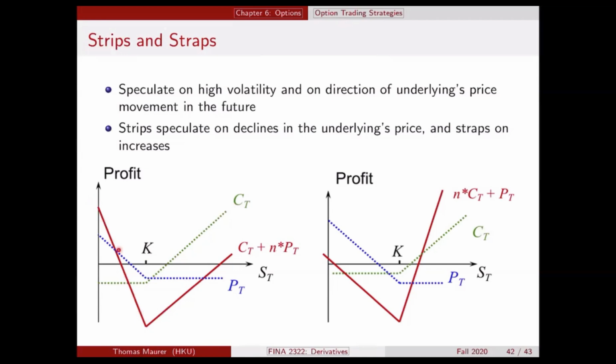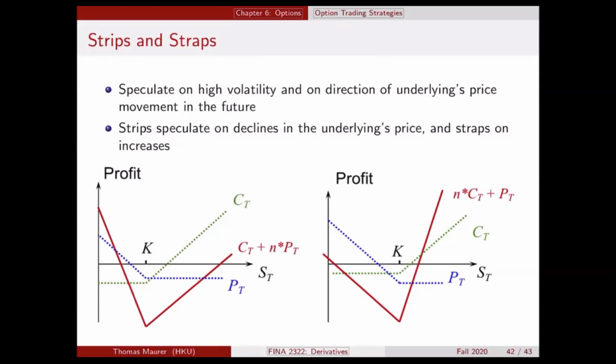Now you got a much steeper line of profits if the price of the underlying decreases, and you only get that 45-degree increasing line if the price of the underlying increases. So again, you make losses if the price of the underlying doesn't move much. You make a lot of profits if the price of the underlying decreases, and you can make some money if the price of the underlying increases. So in that sense, you speculate that there is a big movement, but definitely you have some prior that it is more likely that you have a decrease in the price of the underlying, and therefore you reap a lot of profits if the price of this underlying drops a lot.